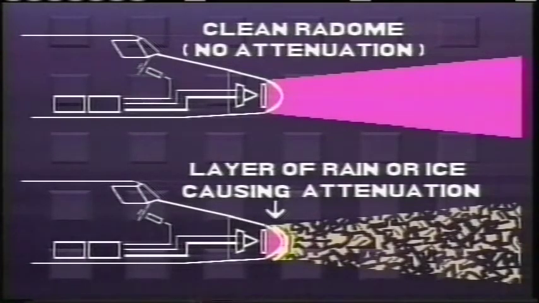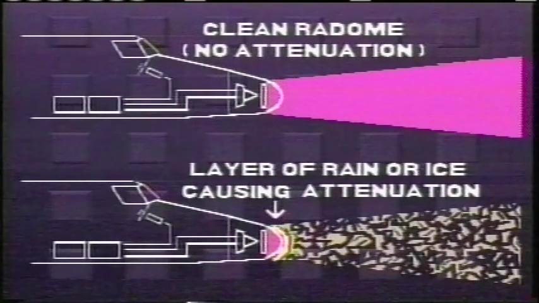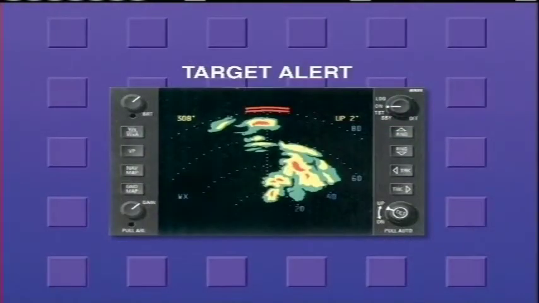These conditions will reduce system range performance and cause target intensities to be understated on the radar's display. The RDR 2000 and RDR 2100 can be configured at the time of installation to feature the target alert display. The purpose of this feature is to alert the flight crew to the presence of a significant, red-level weather cell that exists beyond the currently selected display range.